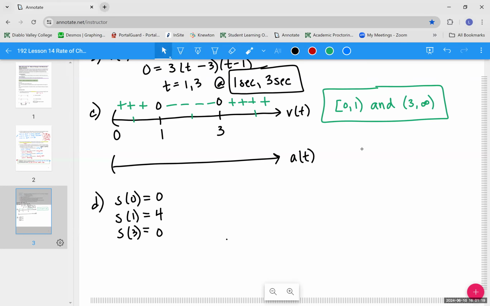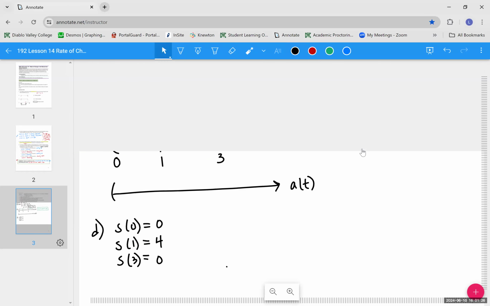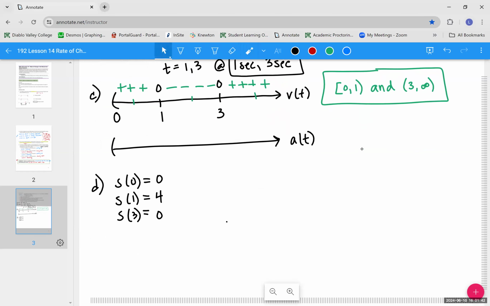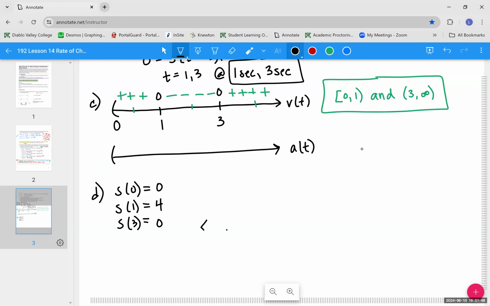So to do our motion diagram, we combine those positions with our velocity, as I just said. So we're going to start at position 0, then we're going to move right to position 4, then we're going to move left back to position 0, and then it will continue to move right. So one way that you can do this is to basically draw a number line that all these arrows are going to go over.